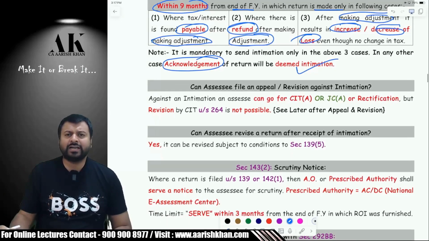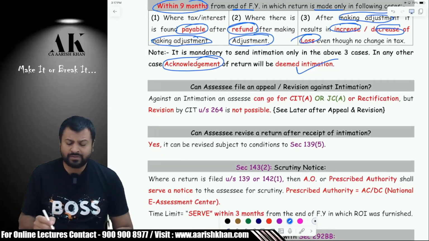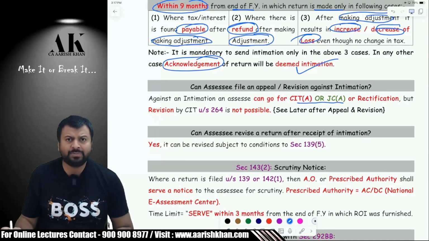Sir, if I am not satisfied with the intimation, what are the remedies available to me? There are two remedies which are available to you. You can go for an appeal to CIT appeal or Joint Commissioner appeal.